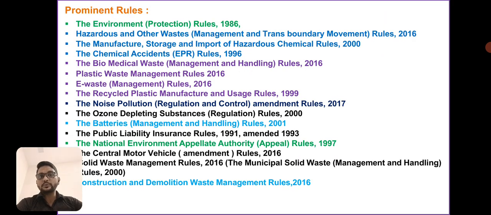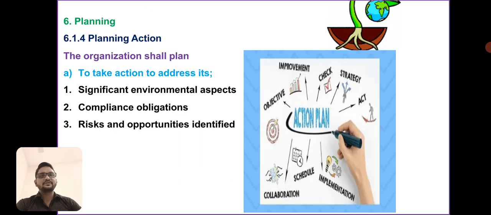Now next are the prominent rules, like the Environmental Protection Rules, hazardous and other waste rules, and manufacture, storage, and import of hazardous chemical rules, chemical accidents, biomedical waste, plastic waste management rules, e-waste management rules, and recycled plastic manufacturing and usage rules, noise pollution amendment rules, ozone depletion rules, batteries rules, public liability insurance rules, the National Environmental Appellate Authority rules, Central Motor Vehicle rules, Solid Waste Management Rules, and Construction and Demolition Waste Management Rules. These are the rules.